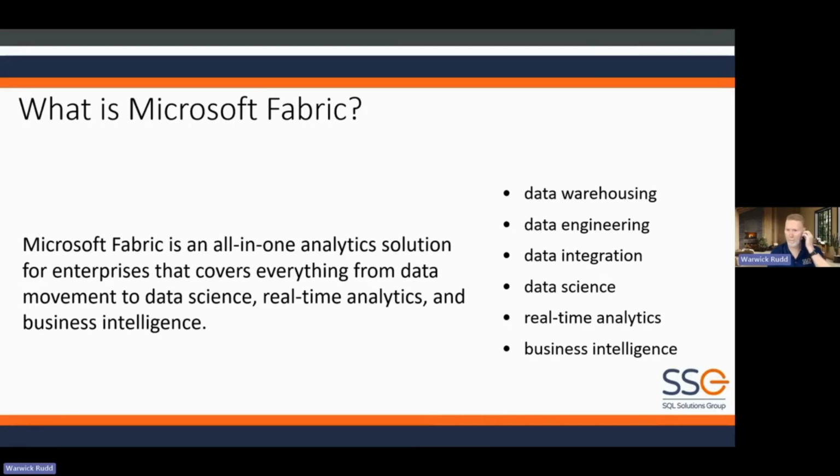So, what is Fabric? We're going to start out now. This is not my definition. I just want to say that right from the start. So, I'm just going to read this definition for you because this is Microsoft's definition of what is Fabric. It's an all in one analytics solution for enterprises that covers everything from data movement to data science, real time analytics, and business intelligence.